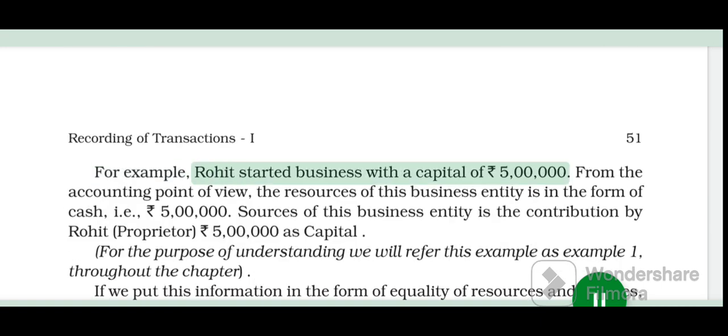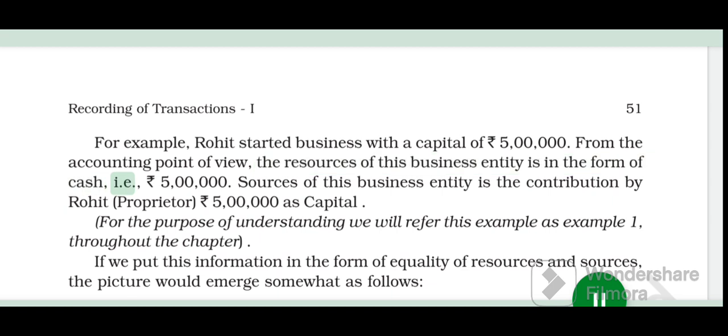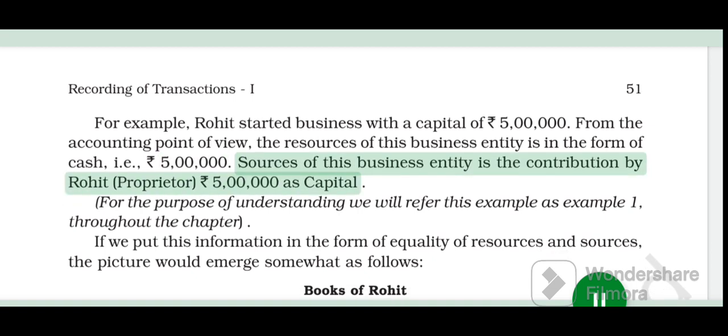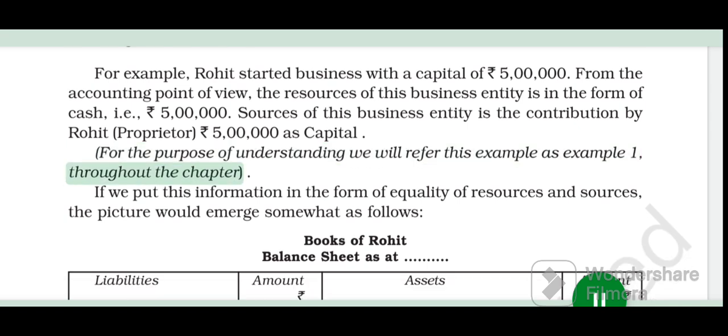For example, Rohit started business with a capital of $500,000. From the accounting point of view, the resources of this business entity is in the form of cash, i.e., $500,000. Source of this business entity is the contribution by Rohit, proprietor, $500,000 as capital. For the purpose of understanding, we will refer to this as Example 1 throughout the chapter.